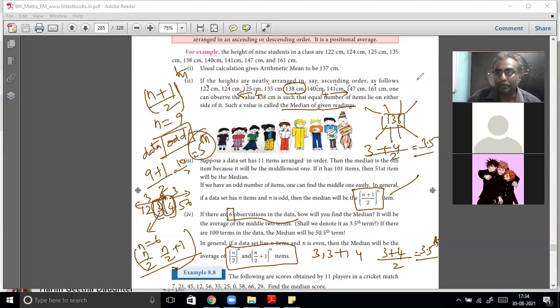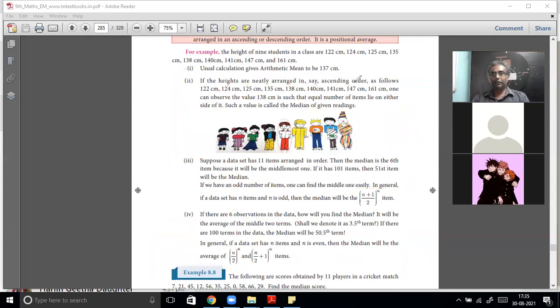Let us do... Oh, you already overshot the time. Okay, we'll come back. Do the sums homework and come. Next class we will do median.